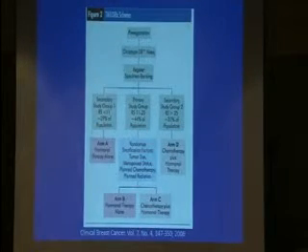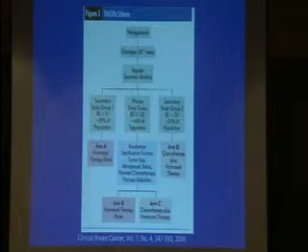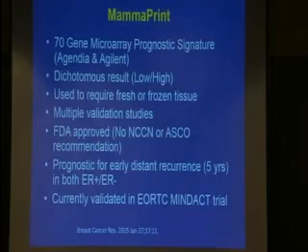So this is the TAILOR-X trial, a clinical trial that's ongoing in the United States right now, and they are studying the intermediate risk group. Basically, the patients that fall in the intermediate risk group are randomized to receive hormone treatment alone, and an arm would receive chemotherapy plus the hormone therapy. And then they will follow the patient and see the survival. The preliminary results show that most of the patients that fall in the intermediate risk group do not need chemotherapy. But the final results are still to come.